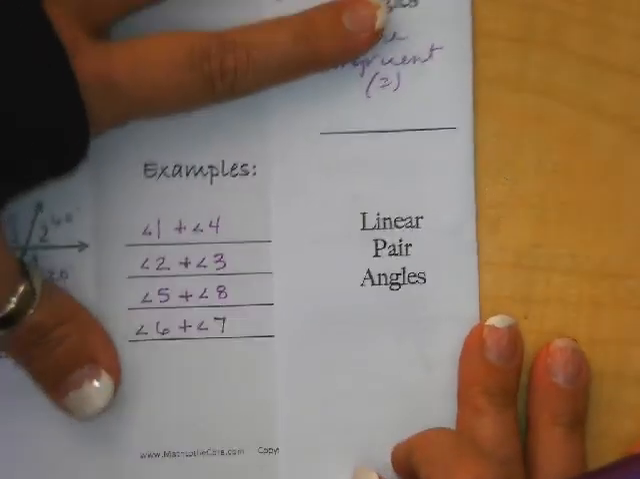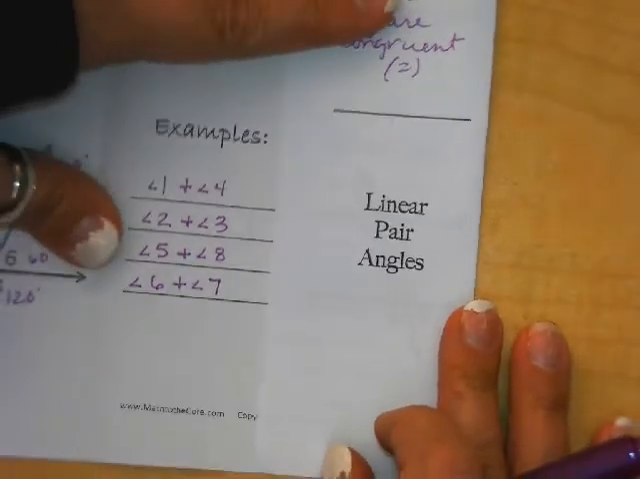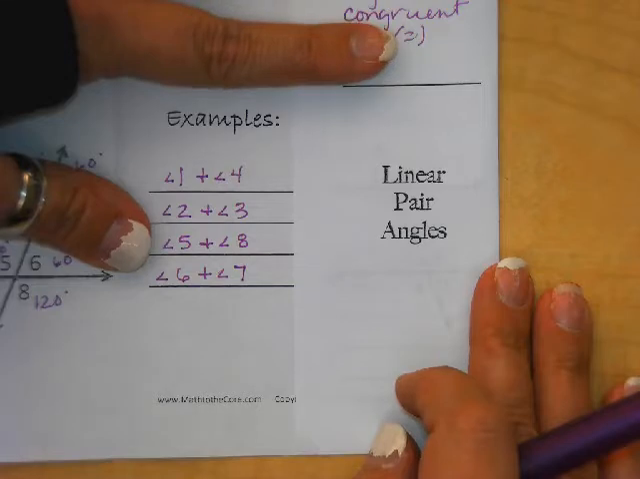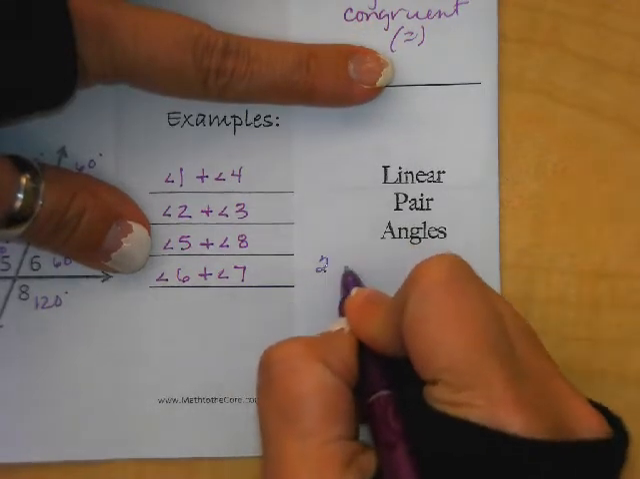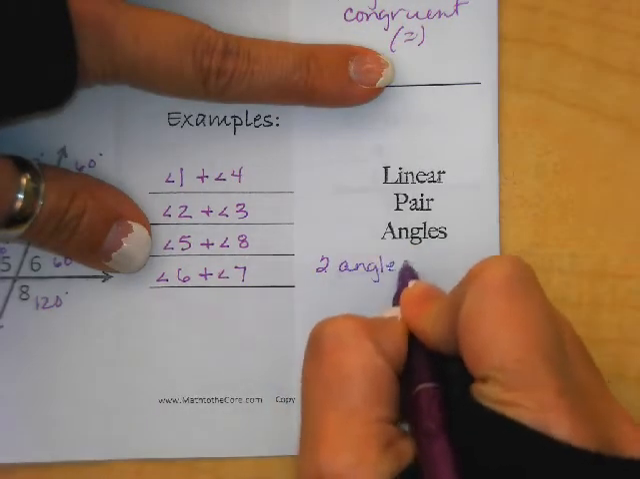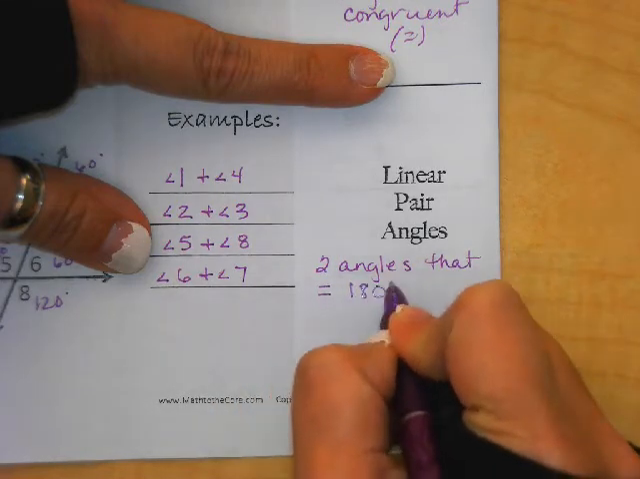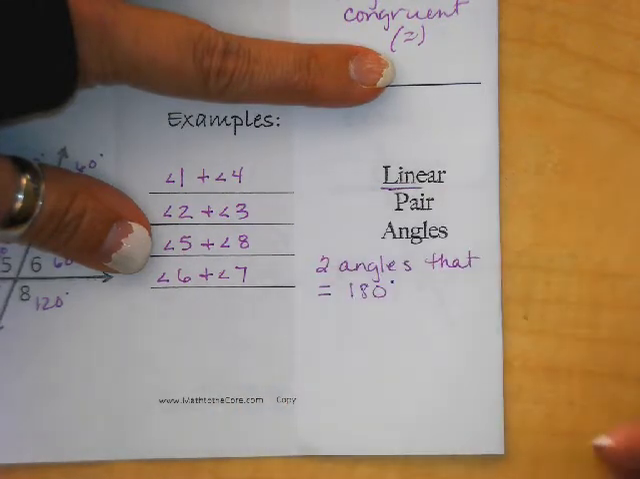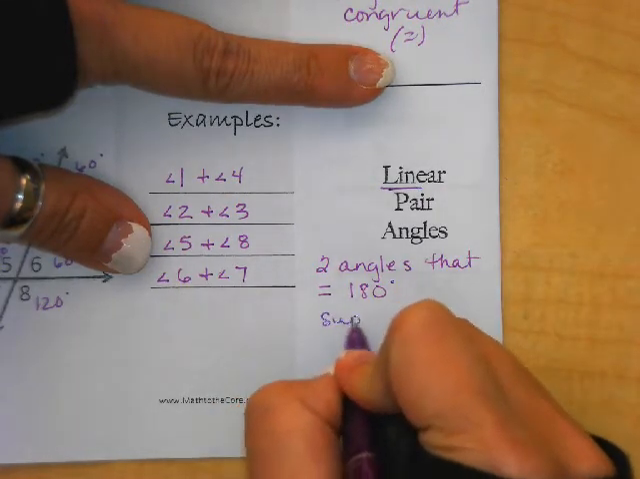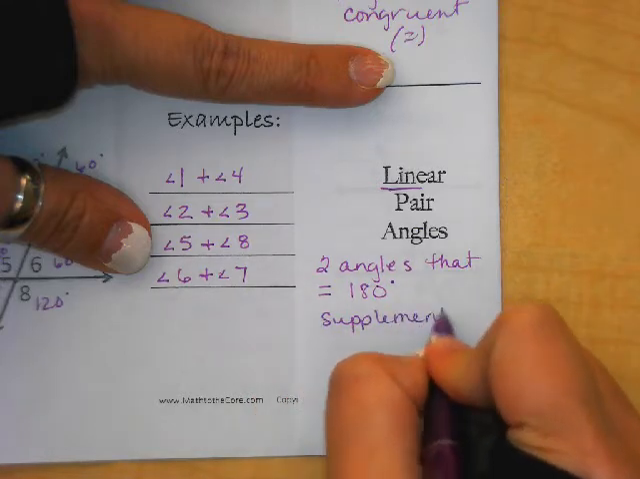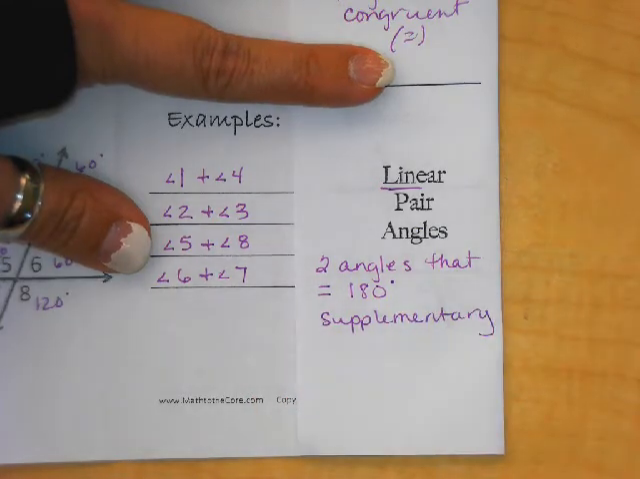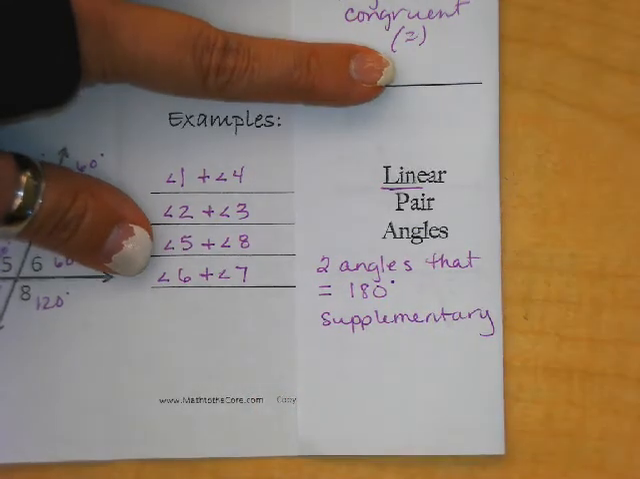What does a linear pair mean? They equal what? 2 angles that equal 180, a linear line. Okay, these are also supplementary. All right, that was our word for 180.